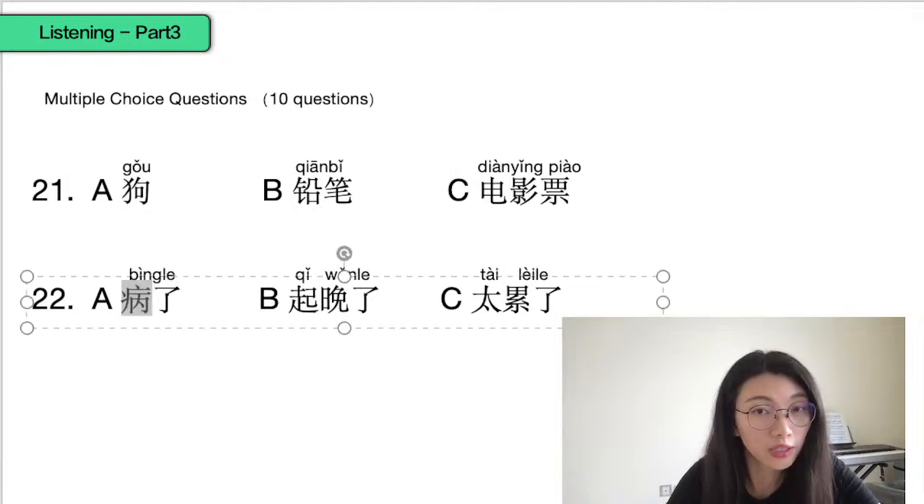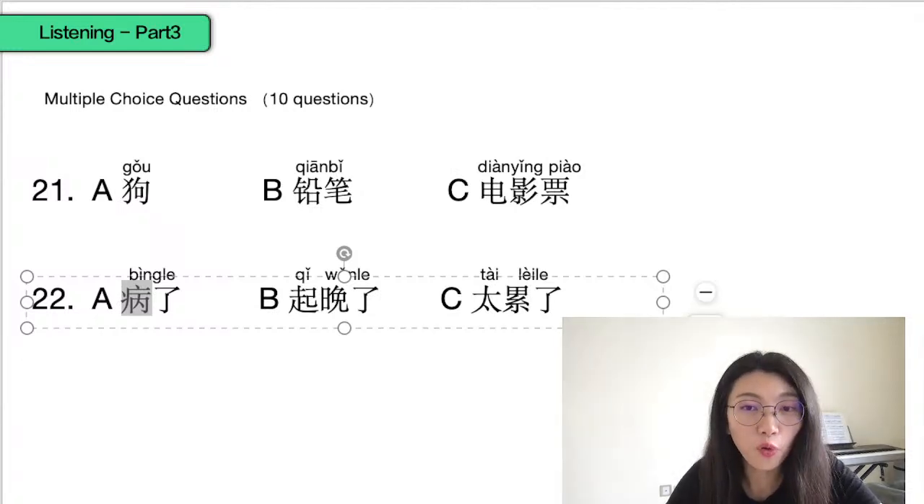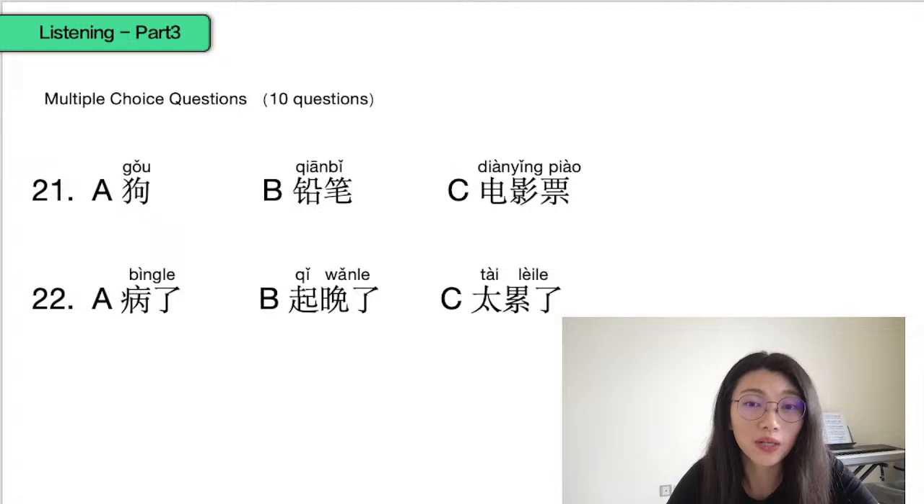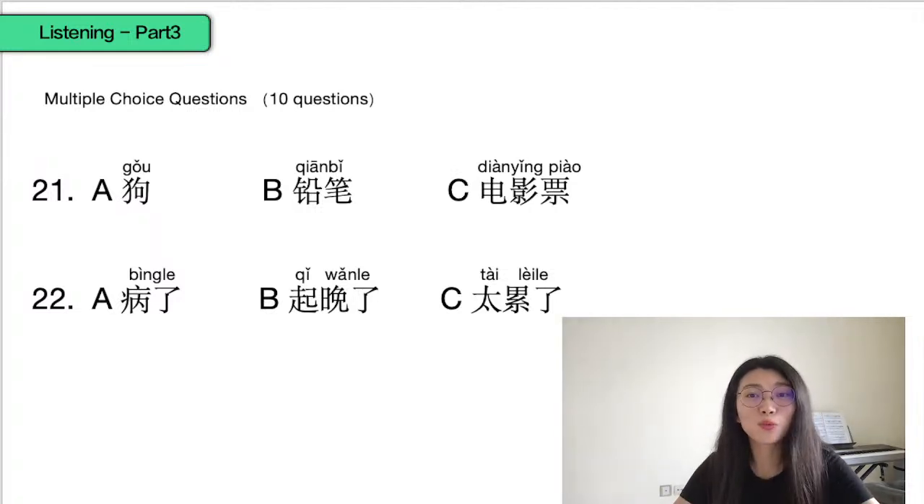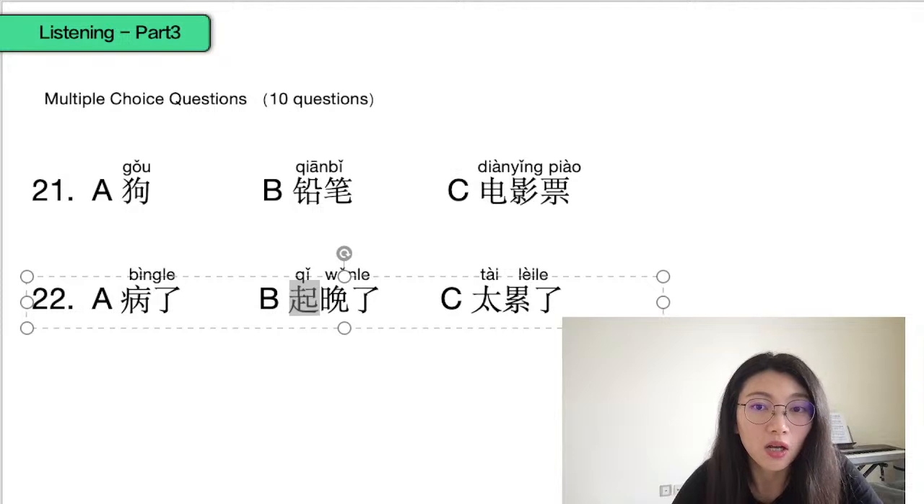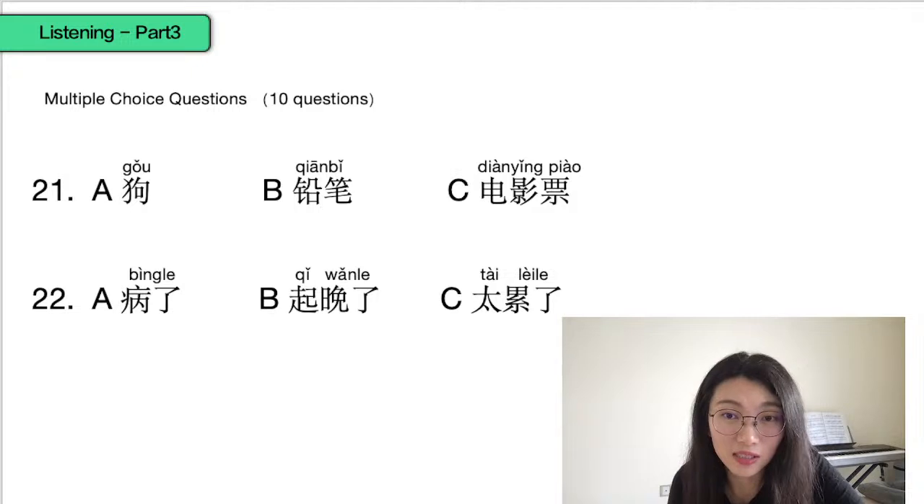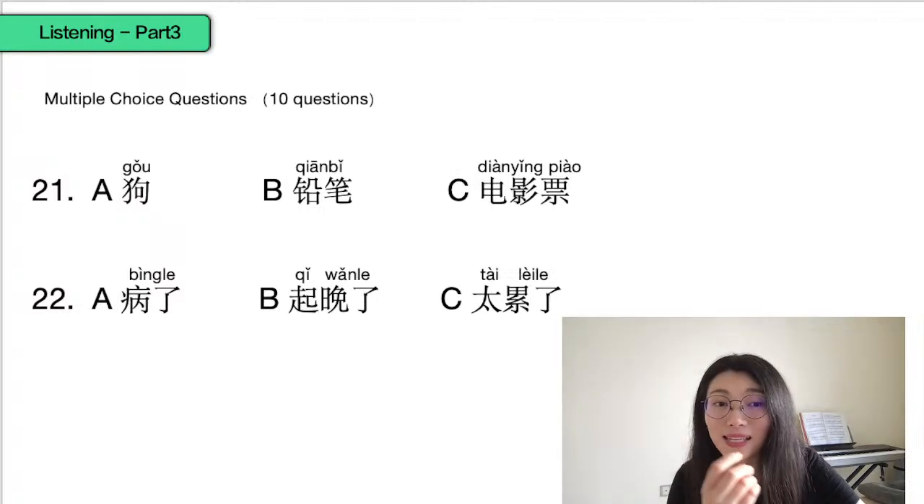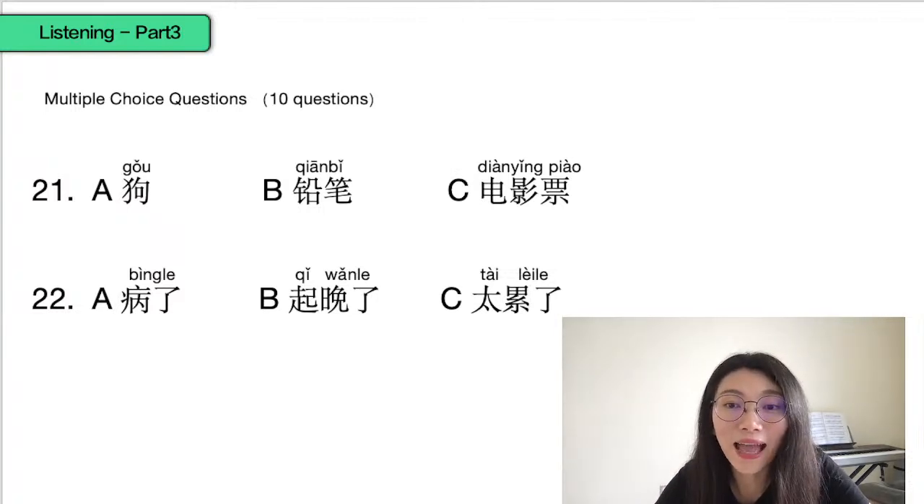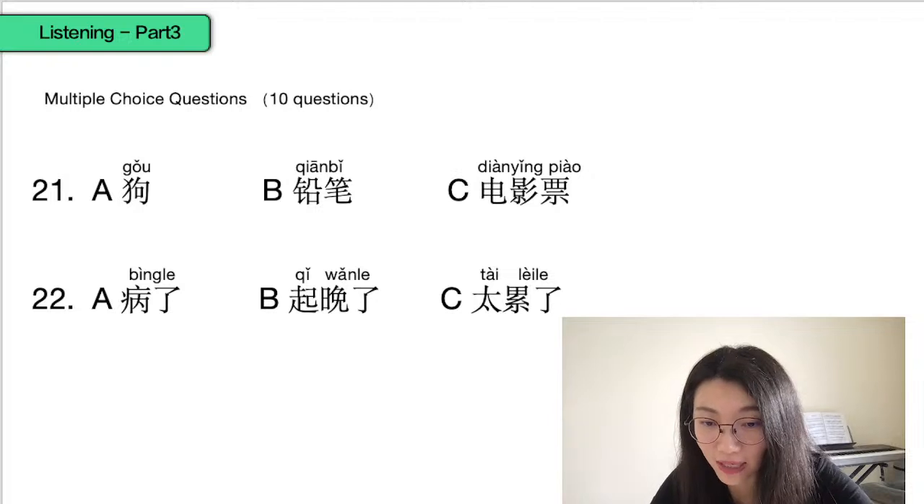Here, 病 is a very important word. Until HSK4, you need to know it, even HSK6, you need to know it. Sick or ill. 好, B 起晚了. 起, here we know it's one word, it means stand up, but here 起 means 起床, so get up or wake up late, get up late. C 太累了, 累, too tired, tired. 累好. Now let's listen to them together.